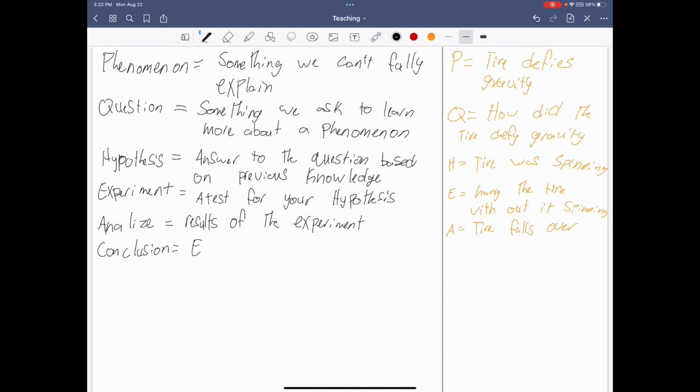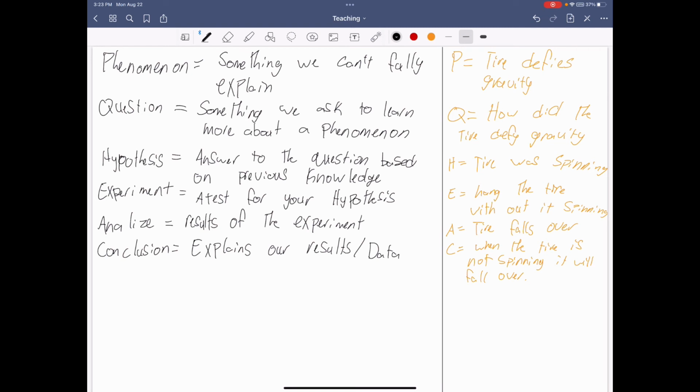Our conclusion explains our results. This is often also called data. In this instance, our conclusion is very simple based off of our analysis. We can say as a conclusion, when the tire is not spinning, it will fall over. Okay? So we can say that. A lot of times our analysis and our data will be graphs and things like that, and in our conclusion we'll explain those graphs. Okay?